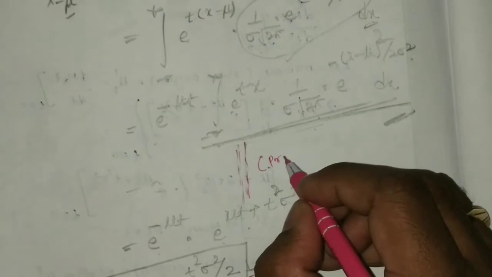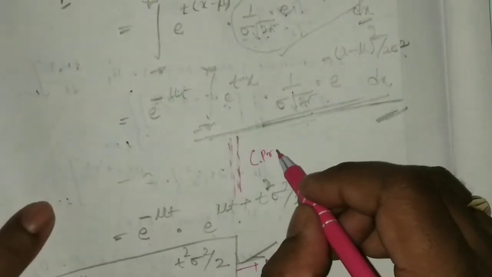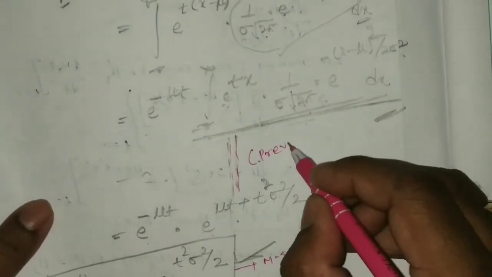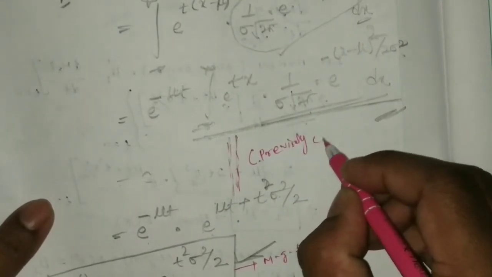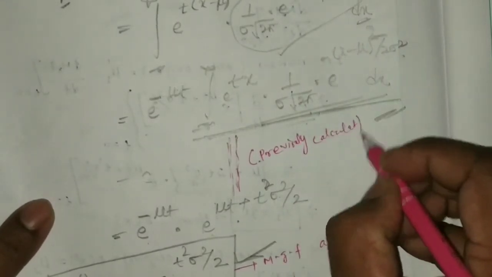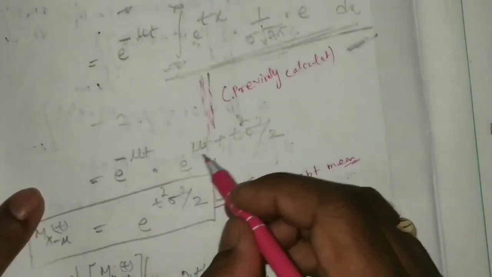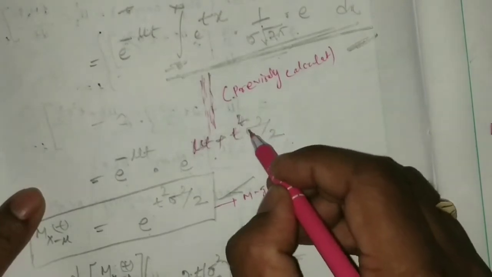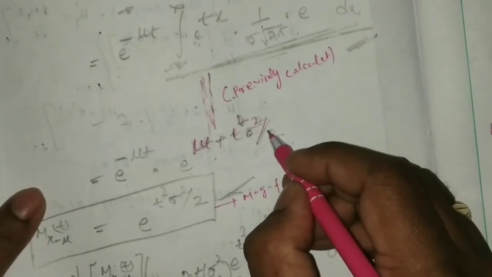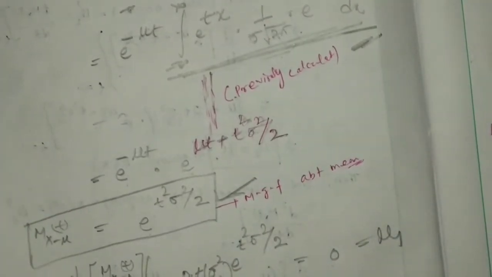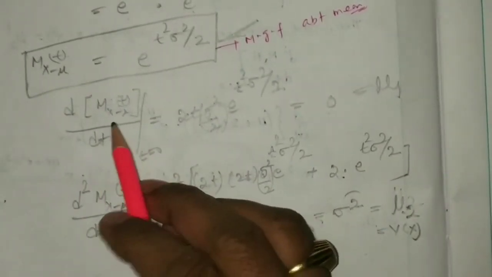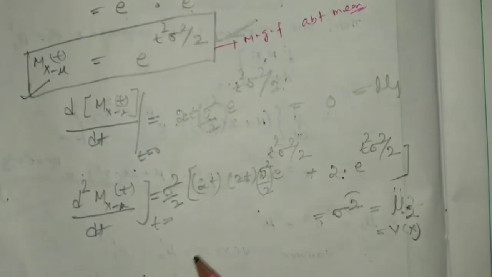So here you just put two dots, and you have to write that we previously calculated. Okay, just put the dot and you have to write this one, mu t plus t square sigma square, the whole divided by 2. So now here you are going to get the first derivative. I am going to consider the first derivative of this one. It will give you what?